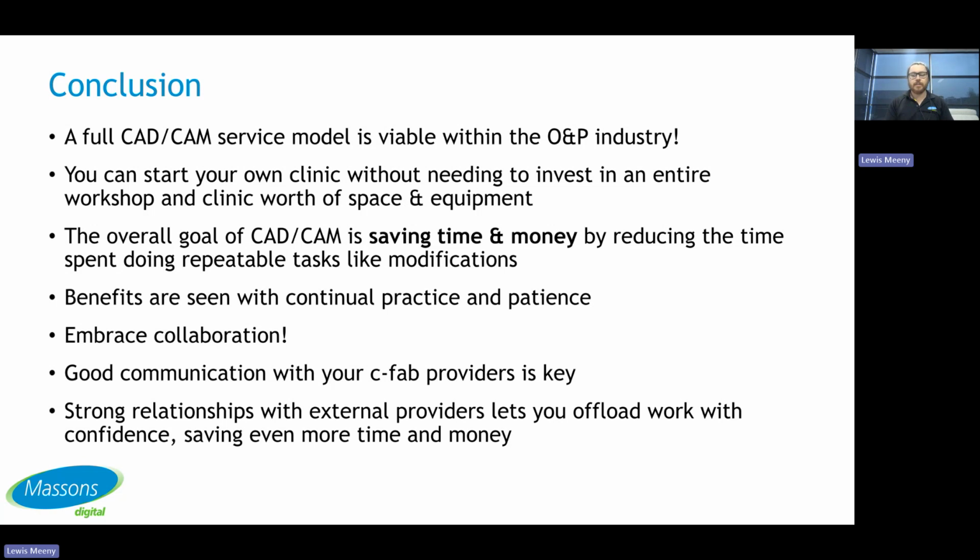You might dip your toes in CFAB by starting, say, to scan some modified plaster and then see how that goes, or then doing some digital mods. And you might even hit the point where there are devices where you are more than happy just to take a scan of a cast or patient, fill out some details, and send that off and get something back that you're confident with. And that happens with strong relationships that are built over time.